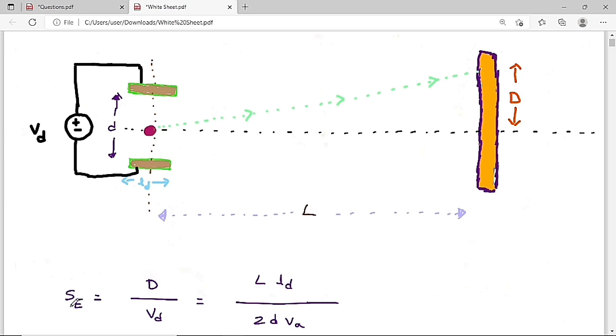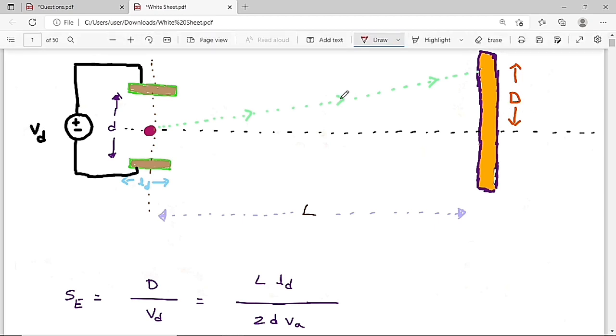Now let me tell you the meaning of electrostatic deflection sensitivity. It is the ratio of the distance d by the supplied deflection voltage Vd. As Vd increases, d also increases. So we need this ratio, which is d by Vd. What is the input? Vd. And what is the output? d. The ratio of the output by input is called the sensitivity. So output is distance and the input is Vd. So Sc is equal to d by Vd.